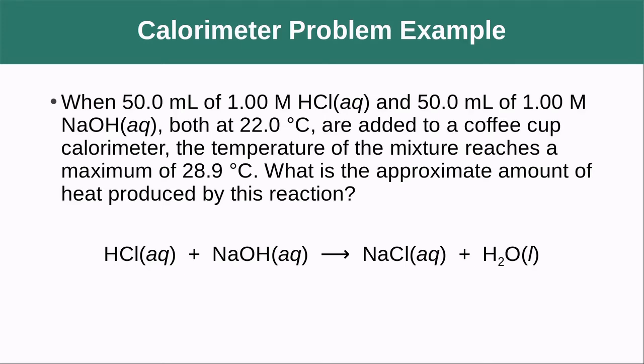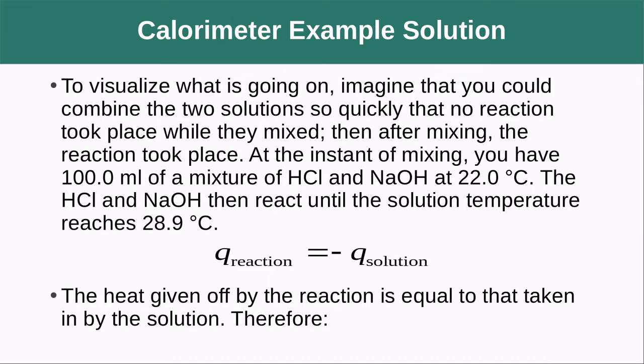We are mixing 50 milliliters of 1 molar HCl and 50 milliliters of 1 molar NaOH, and both of those solutions are at 22 degrees Celsius. We add them into our coffee cup calorimeter, and the temperature of this mixture reaches a maximum of 28.9 degrees Celsius. So in this case, our system are the molecules of HCl and NaOH that are combining together to form NaCl and water. We can't see it like we did with the metal before, but the math behind it is exactly the same. So we're going to have that our Q reaction, the heat given off by this reaction, is going to be equal to the negative Q of the solution.